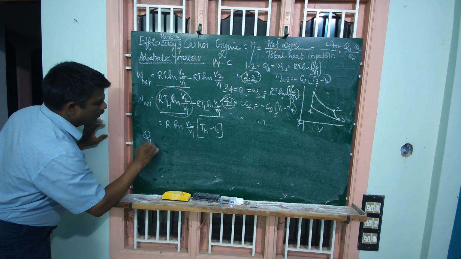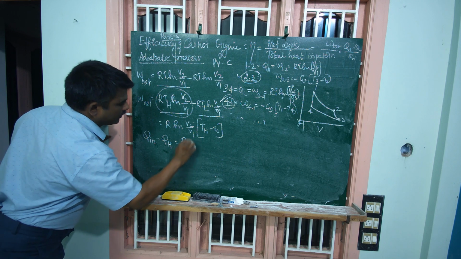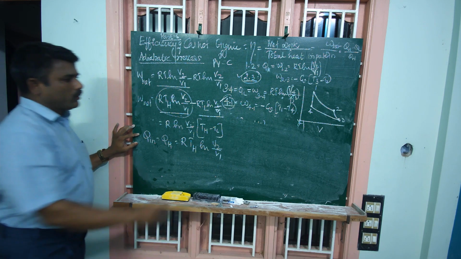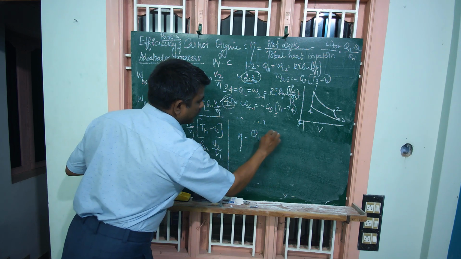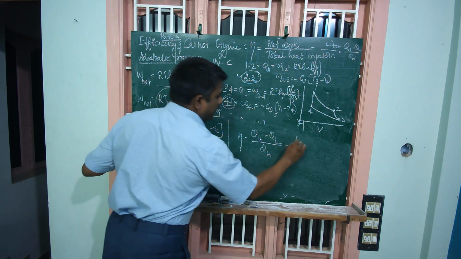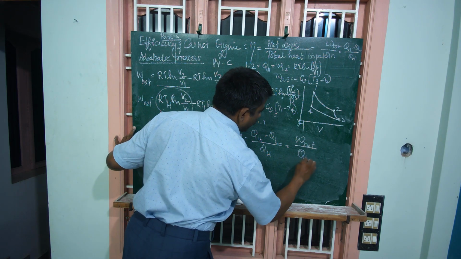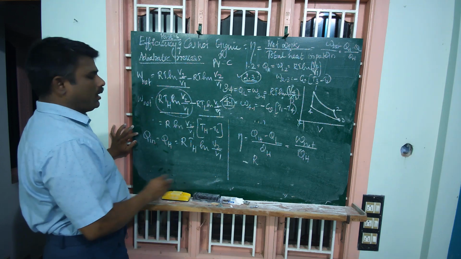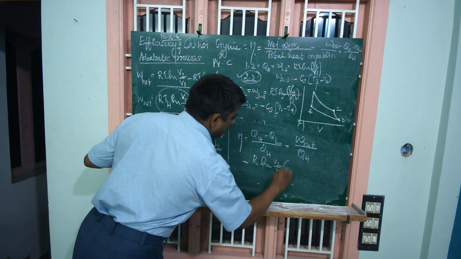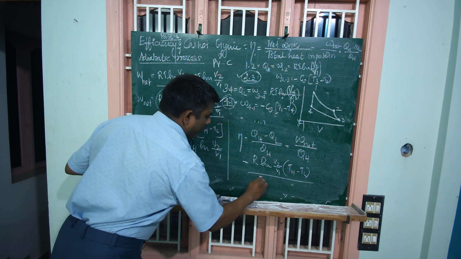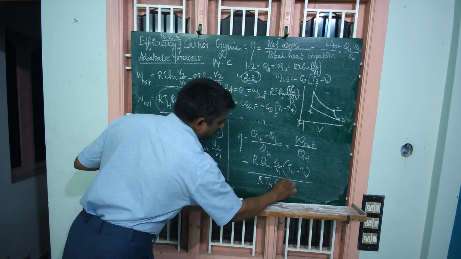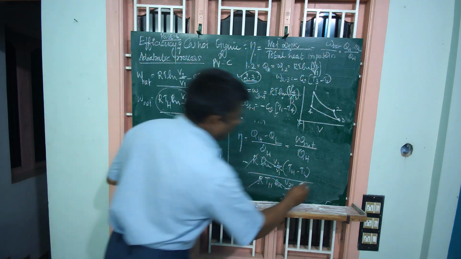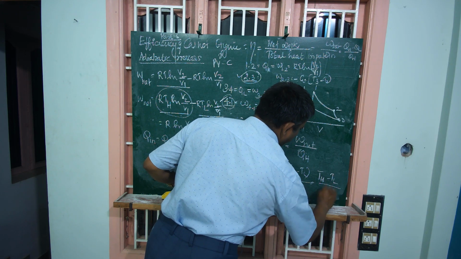Total heat input QH is equal to R TH ln V2 by V1, process 1 to 2. Clear? Now the efficiency eta is equal to (QH minus QL) divided by QH, which you can write as net work done divided by total heat input. So net work done R ln V2 by V1 into (TH minus TL), all divided by R TH ln V2 by V1. The R term and ln V2 by V1 term cancel. The remaining thing is (TH minus TL) divided by TH.